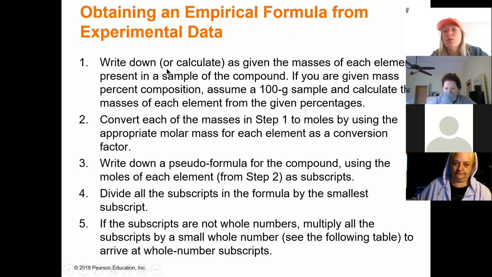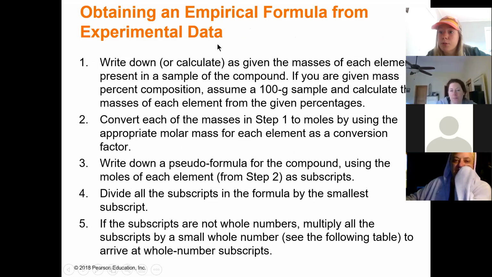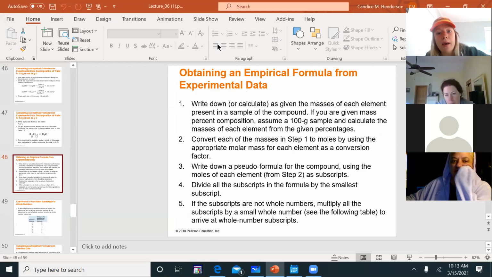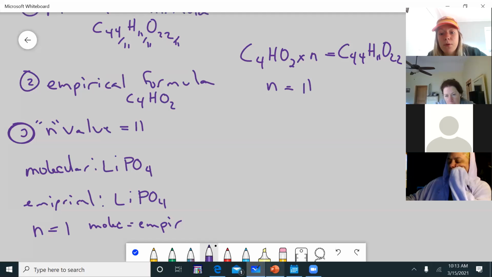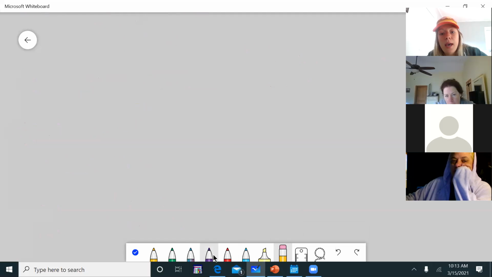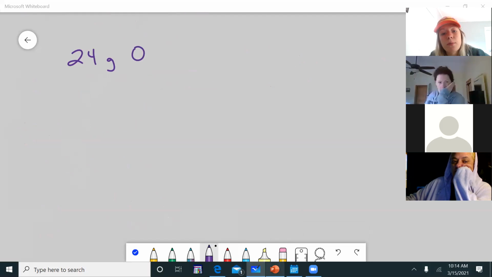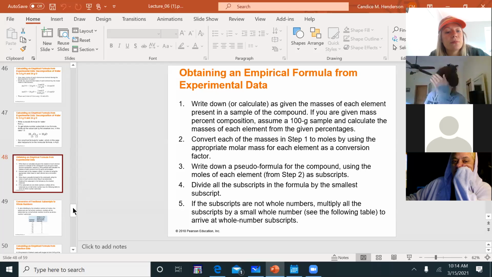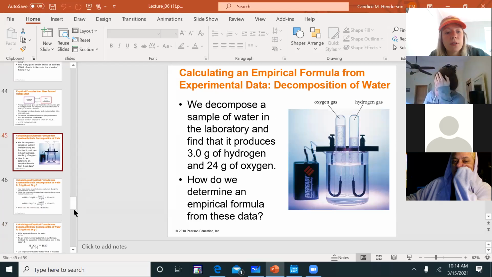So first, write down or calculate as given the masses of each element. If for whatever reason you are given percentages, like instead of saying 24 grams, I said 24%, just assume it's a 100-gram sample and we can get rid of gram and just put it as percentage. Okay? So let's do that. First step is to write down each of them. So for the problem that we were looking at, we had 24 grams of oxygen, right? And then we also had 3 grams of hydrogen.